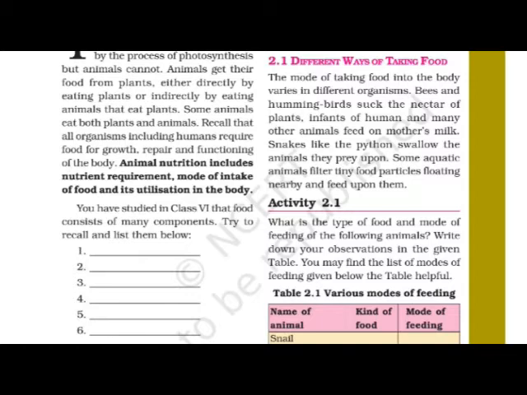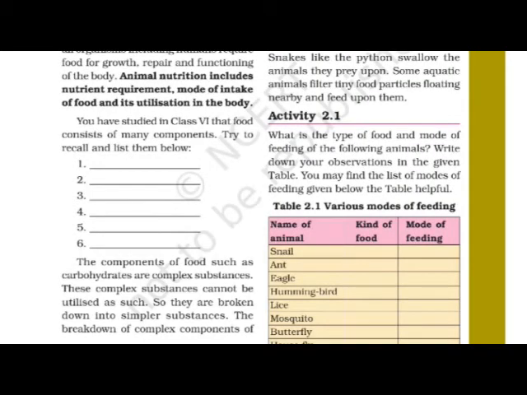Not only this, we have more examples. Snakes like pythons swallow the animals they prey upon. Some examples of such a category are snakes. One category of snake, for example python. What does the python do? Python swallows the animal directly, and after that it digests it. Some aquatic animals filter tiny food particles floating nearby and feed upon them.